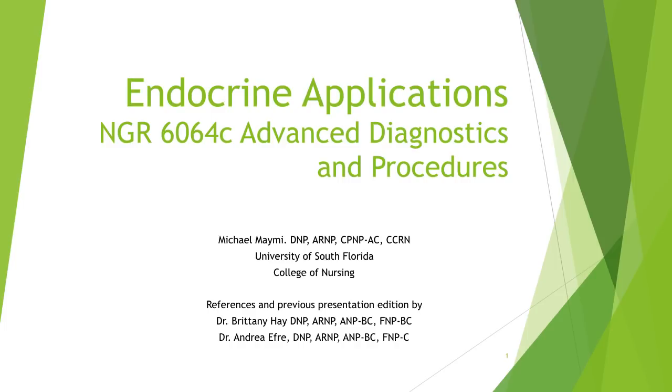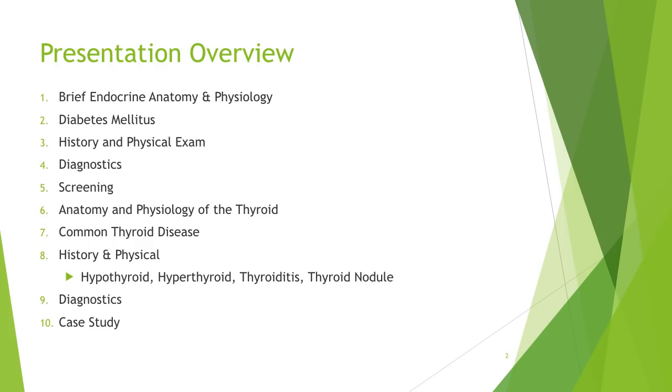This week we will discuss the endocrine system. We will review a brief assessment of the anatomy and physiology of the endocrine system. We'll talk about specific diseases such as diabetes, diseases that affect the thyroid gland, and the parathyroid gland. With each of those disease processes, we'll talk about a history and physical exam, our additional findings, diagnostics, and screening.